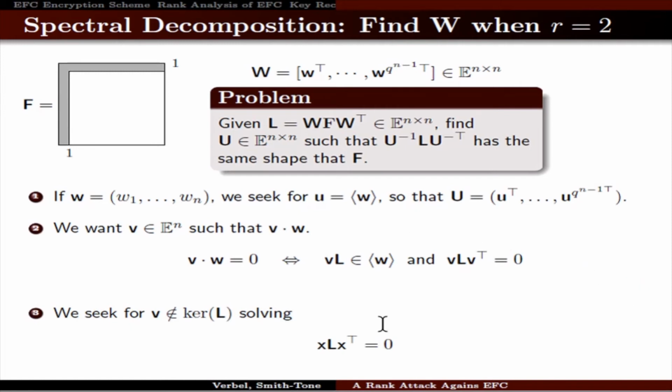So what we have here is that we have to find a vector that is not in the kernel of L and also satisfies this equation. If we have a vector satisfying this equation and that is not in the kernel of L, we find a solution to our problem by following step 2.